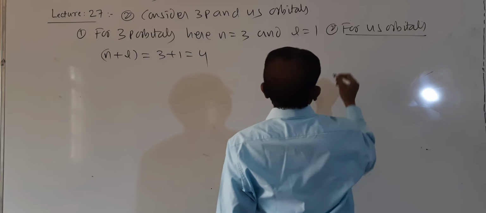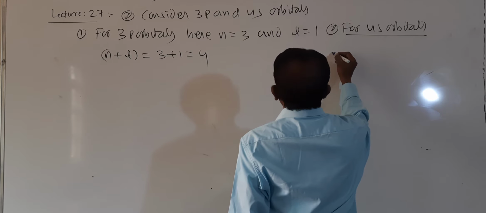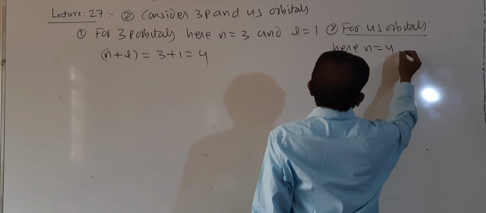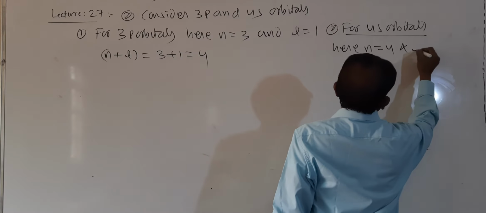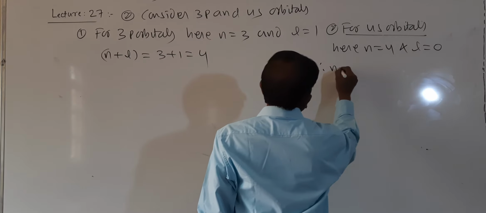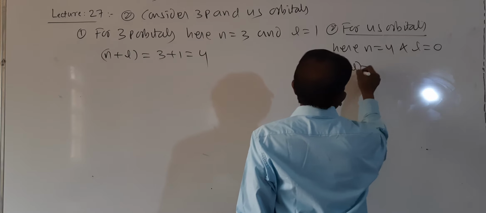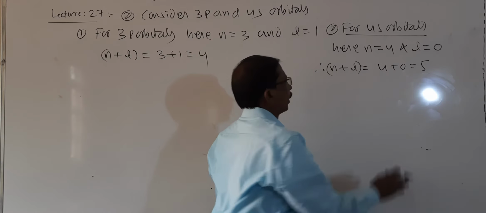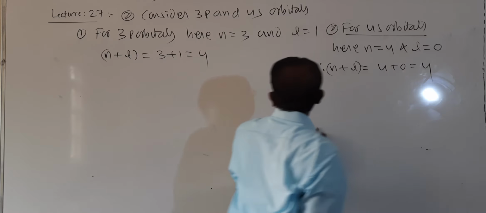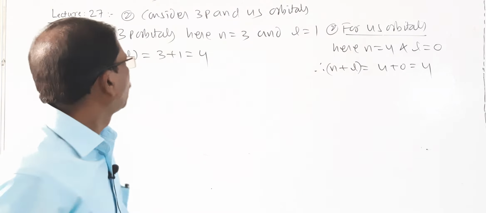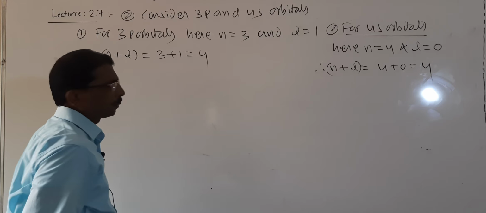For 4s orbital, look here. For 4s orbital, we have here n is equal to 4 and L is equal to s orbital 0. Therefore, n plus L is equal to 4 plus 0 is equal to 4. Both n plus L values are same.